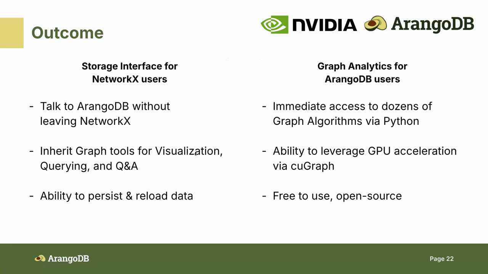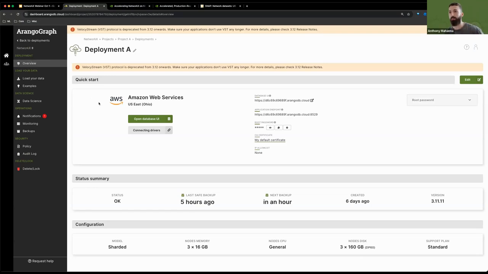You get 2 winners here. On one hand, NetworkX gains a storage interface, and you get to inherit the query language, the visualization tools, and the question answering tools with LLMs. You get the confidence of persisting and reloading your data. And then on the right side, ArangoDB users suddenly inherit dozens of graph algorithms, and they can leverage GPU acceleration for significant performance.